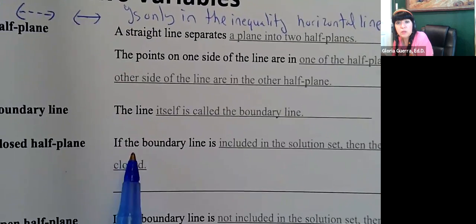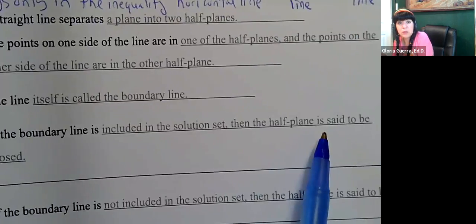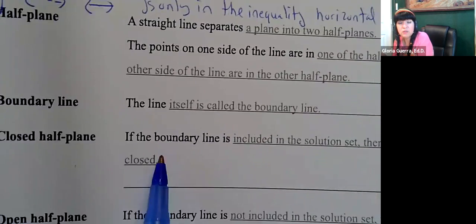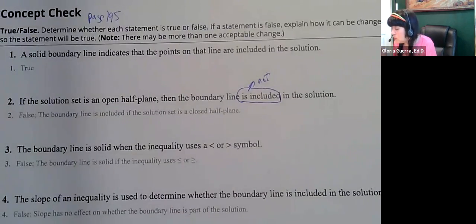If the boundary line is included in the solution set, the half plane is said to be closed. So this would be like if you have a solid line, then include those. Okay. So I don't know how important 2 is or not, but it's about solid lines and dash lines, right? Do you include the points or not? I guess that's what they're getting towards.